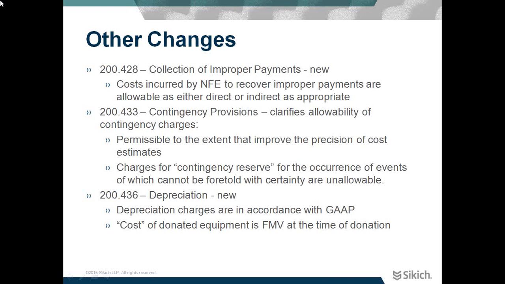Contingency costs related to possible events, the outcome of which is not precisely determinable and that experience shows will likely result in additional costs, are the type of costs that will be allowable and charged to federal grants. Budgeting contingency for events that cannot be foretold is not allowable. So that's the difference between those two.